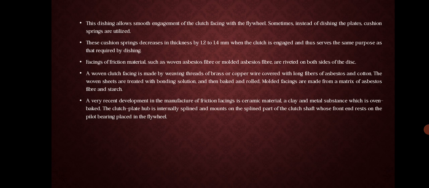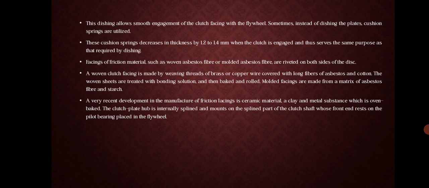A woven clutch facing is made by weaving thread of brass or copper wire covered with long fiber of asbestos and cotton. The woven sheets are treated with bonding solution and then baked and rolled. Molded facing are made from a matrix of asbestos fiber and starch.